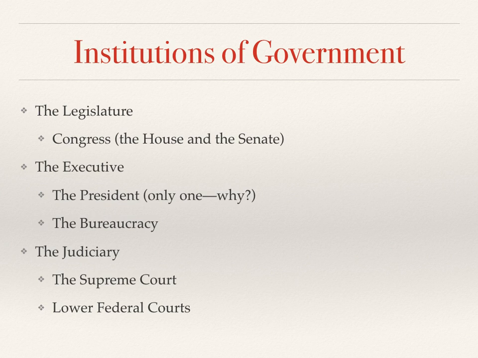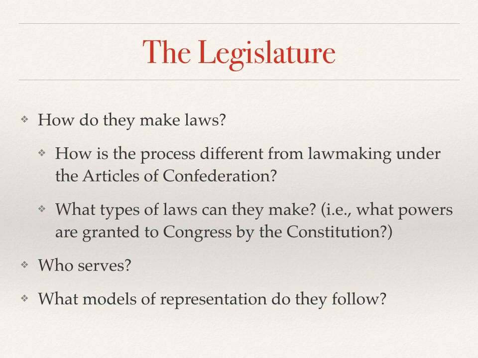And under this unitary executive, we have a bureaucracy. Our third branch is then the judicial branch. This is made up of the Supreme Court, and under that, the lower federal courts. So our first branch, the legislature, they make the laws, right? In our separation of powers, the legislature makes the laws. So how do they make the laws?